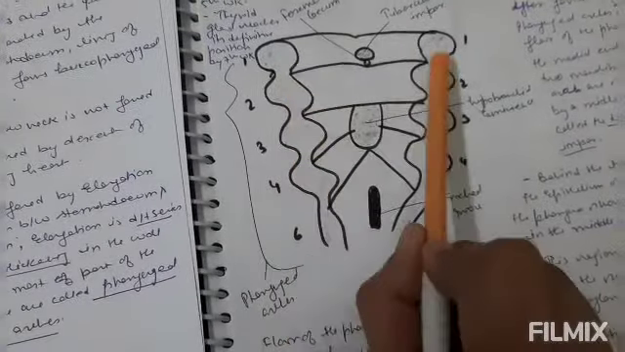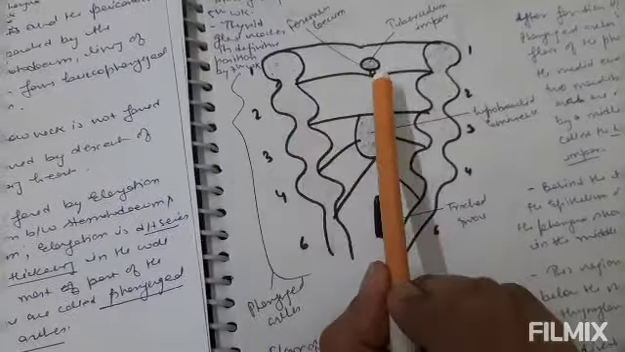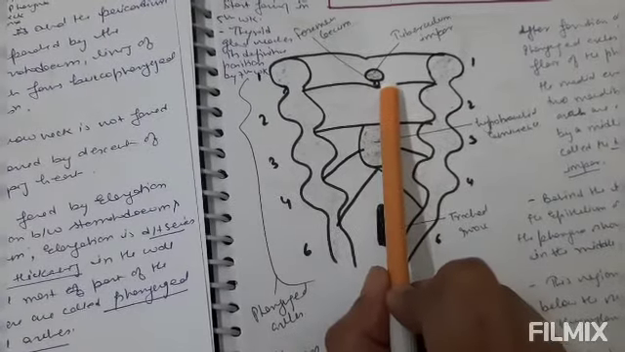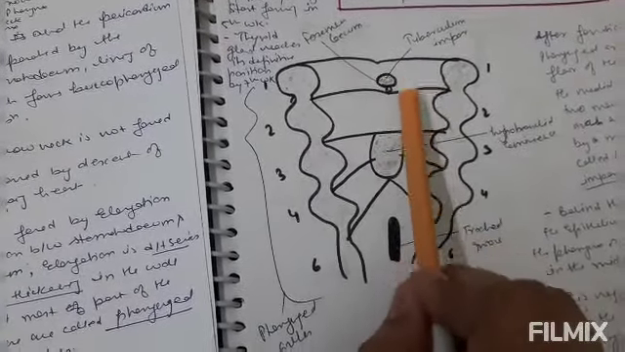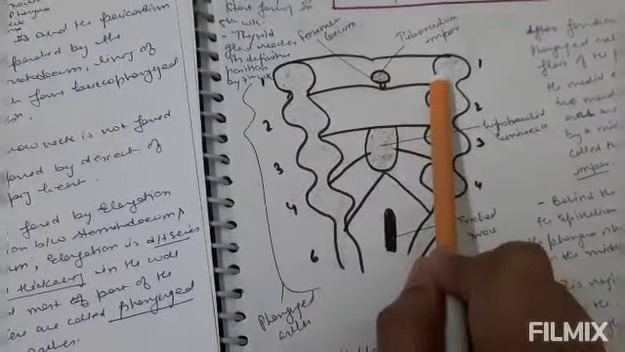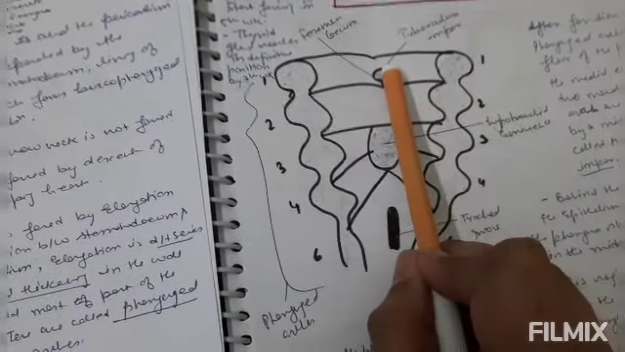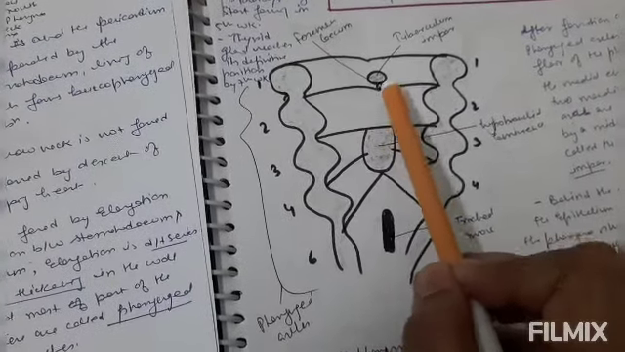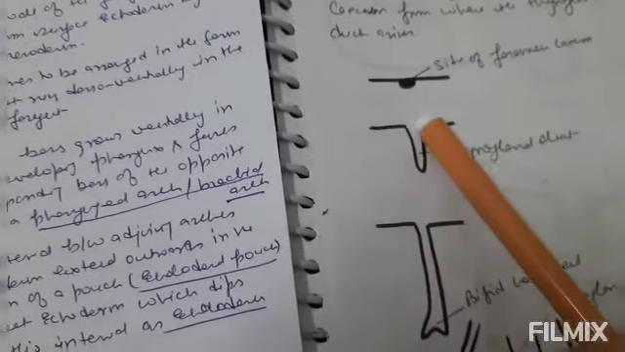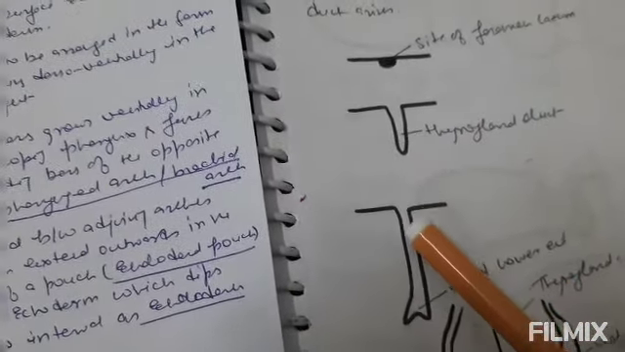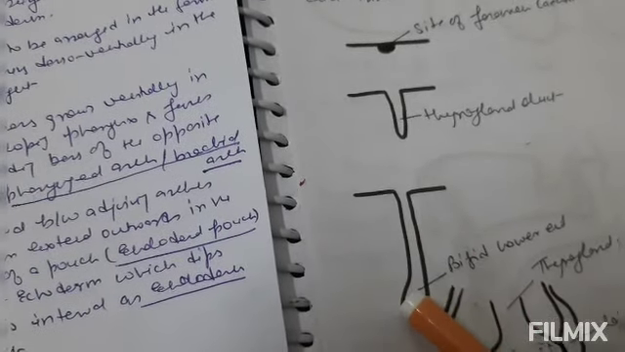Now in between the first arch there will be the formation of a swelling, and this swelling is known as the tuberculum impar. This tuberculum impar is a midline swelling that separates the mandibular arches of both sides. Beneath the tuberculum impar there is a depressed area known as the foramen caecum. From this foramen caecum there will be the development of a diverticulum, which is known as the thyroglossal duct.